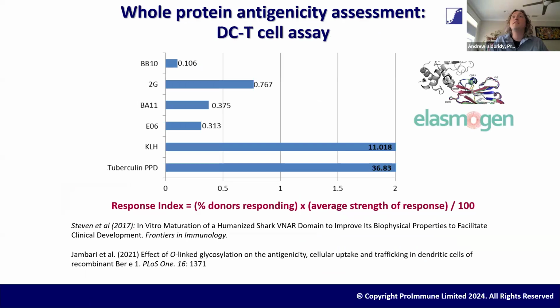A good example of how this works is this data provided to us from Elasmogen, and they were looking at a number of Shark VNAIR domains, BB10, 2G, BA11, and EO6, as compared to the control KLH and tuberculin PPD proteins. Again, these are off the charts in terms of their response index. Pretty much everybody will respond like that. But if you look at their 4 candidates, all things considered, you would go with something like BB10, which shows a lower risk of immunogenicity, especially compared to something like the 2G candidate.